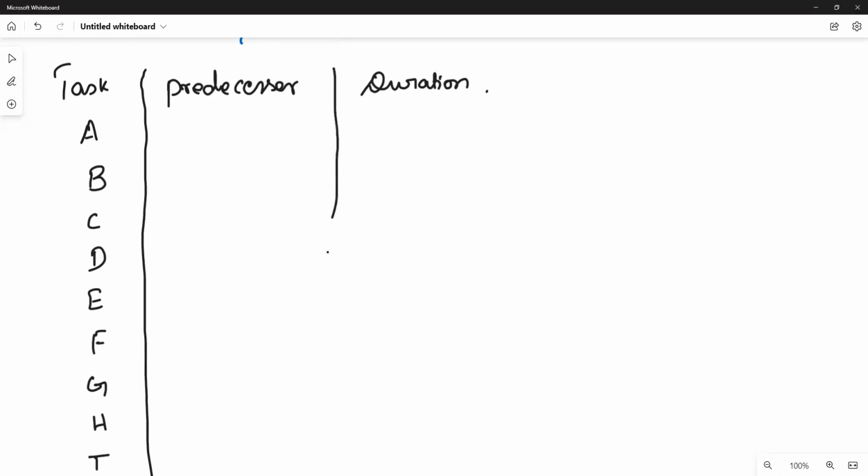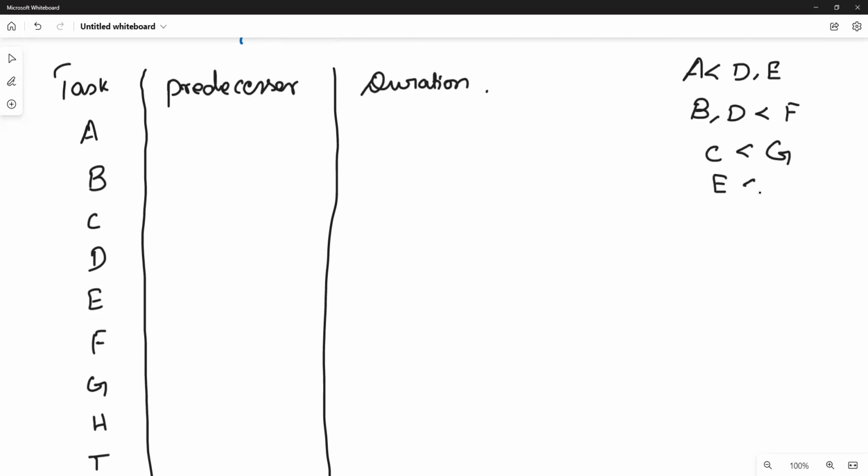Predecessors, we have to get from the relation given. What is the relation given? I'll just write it here so that we can compare. A less than D, E; B, D less than F; C less than G; E less than H; F, G less than I. So this is what the task states. A is the predecessor of D, E; D is the predecessor of F; C is the predecessor of G.